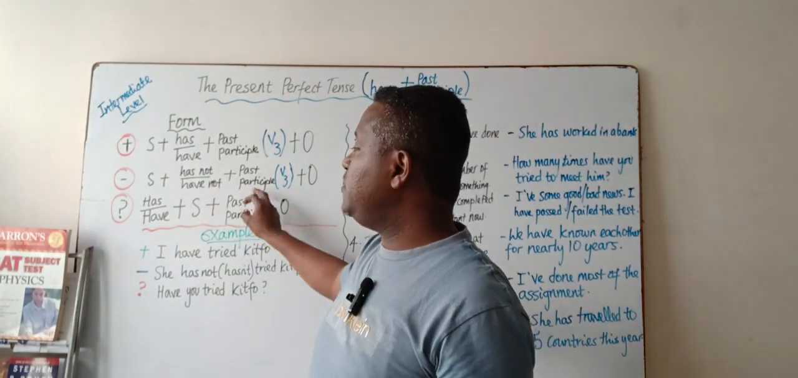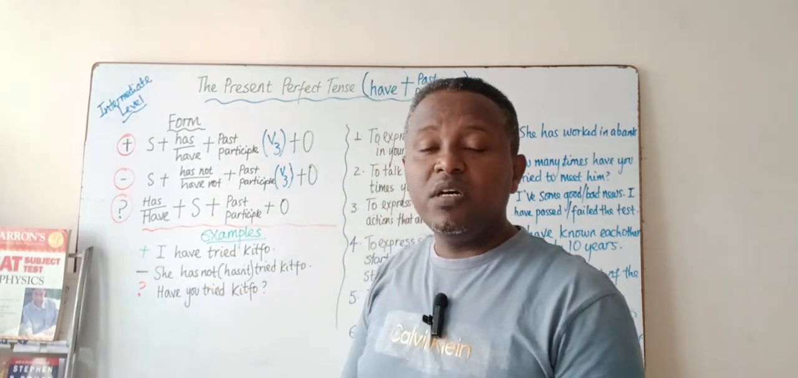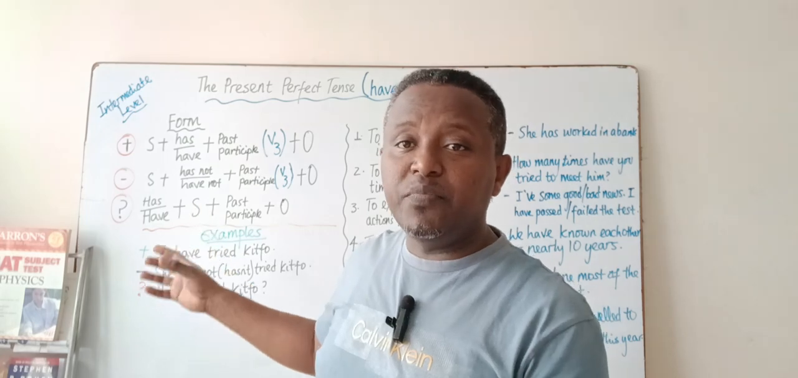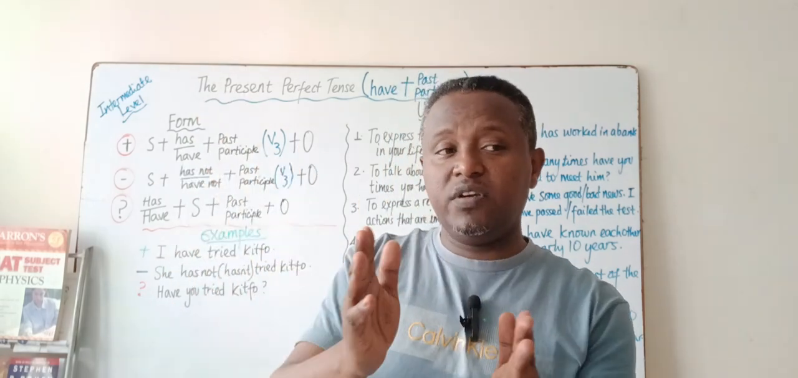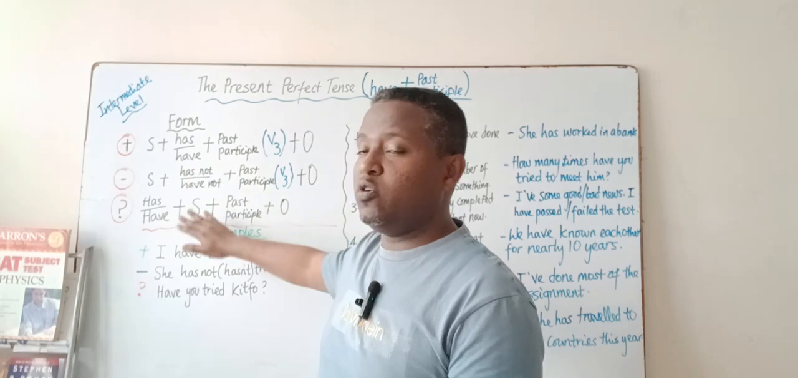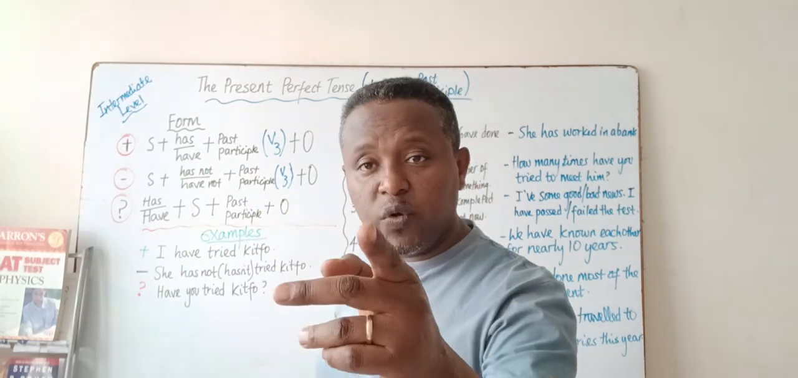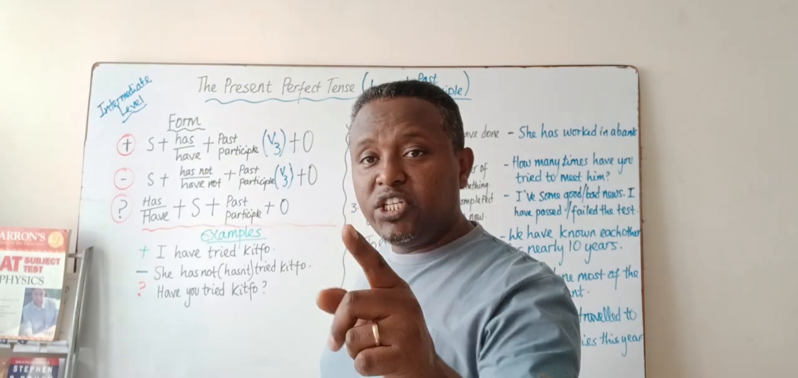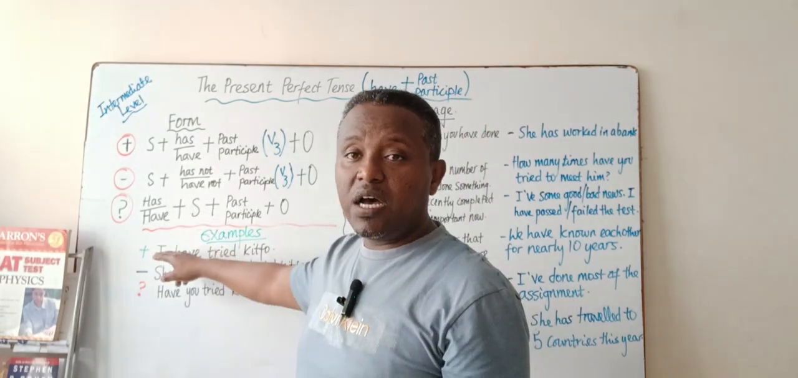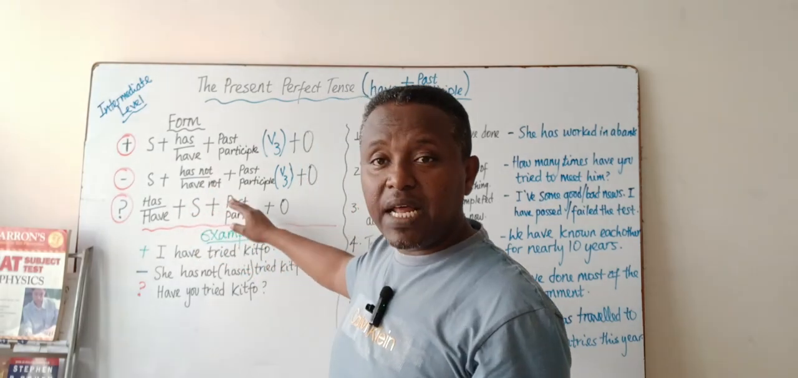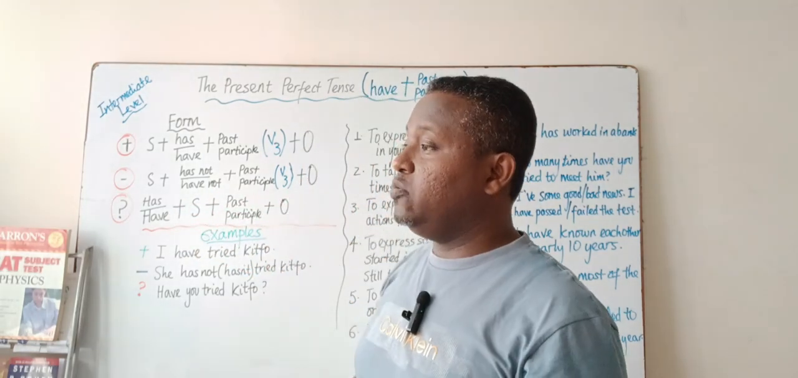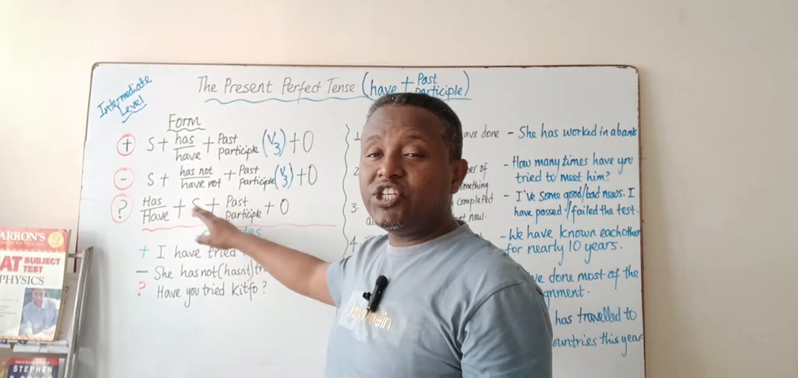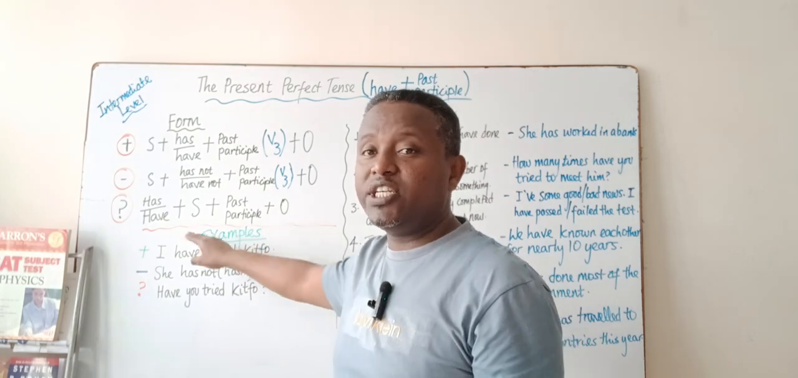So the negative form is like that, and the question form, or the interrogative form, of the present perfect tense is with has or have, the verb to have, at the beginning of the sentence, followed by the subject and the past participle. Have you eaten your lunch? Have you done your homework? Have you finished your assignment? So has or have plus subject plus past participle plus the object. Has she eaten her lunch?